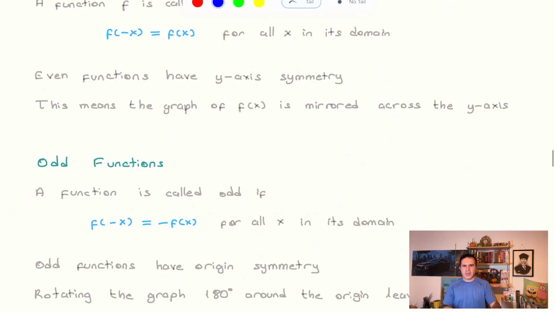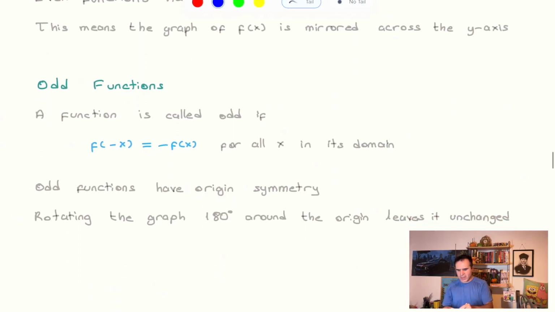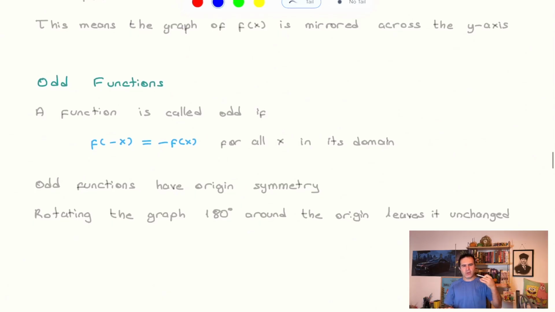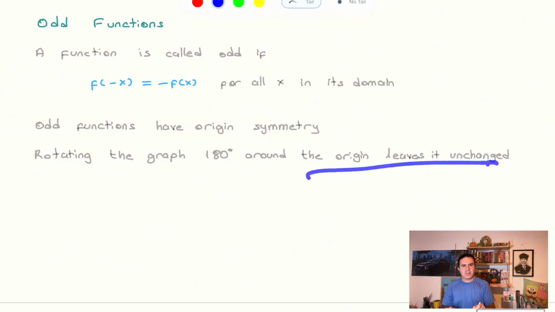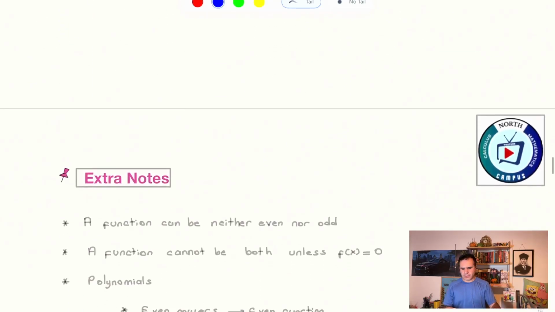Odd functions: a function f is called odd if f of minus x equals minus f of x for all x in its domain. Odd functions have origin symmetry, like f of x equals x and f of x equals x cubed. Rotating the graph of an odd function 180 degrees leaves it unchanged.